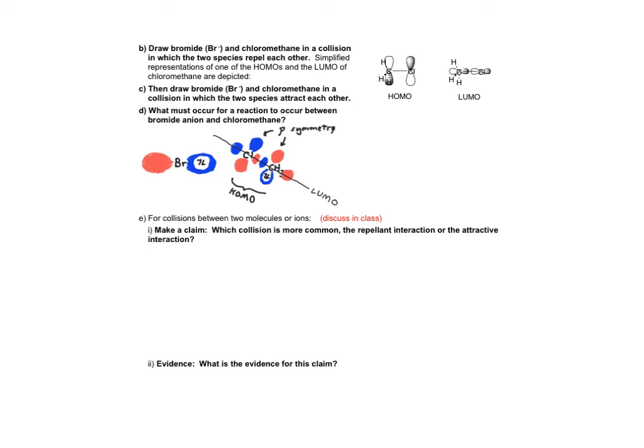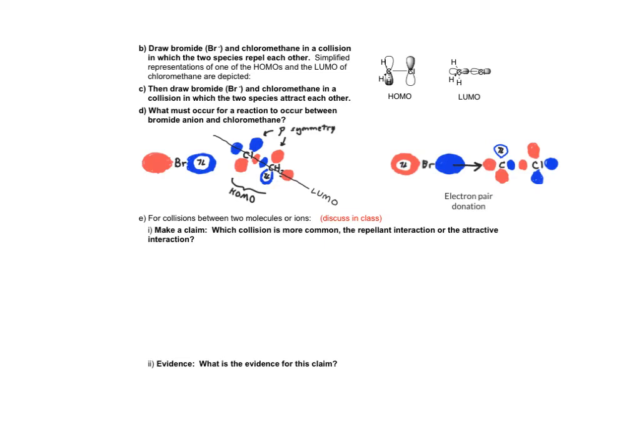Now, I will depict bromide and chloromethane in a collision that is attractive. In this collision, the HOMO of the bromide anion is aligned with the geometry of the empty orbital of chloromethane, the LUMO of chloromethane, accepting 2 electrons donated from bromide anion.